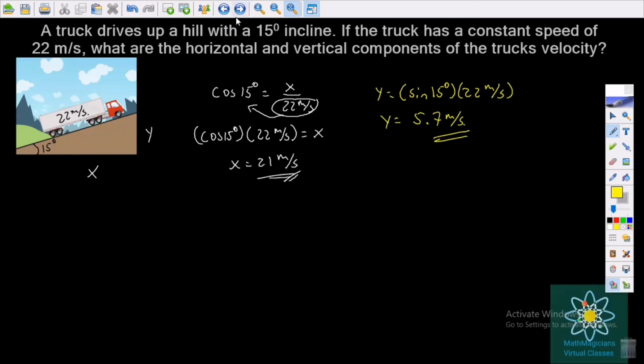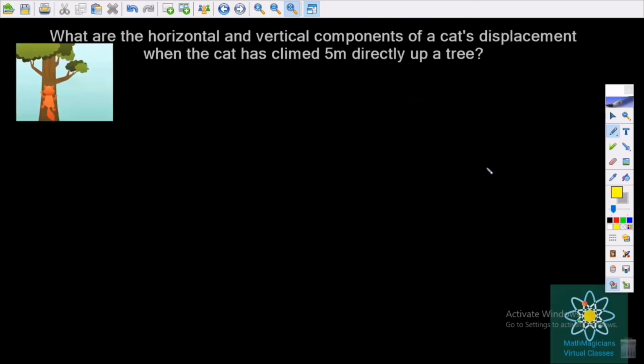Let's continue with the next type of exercise. It says, what are the horizontal and vertical components of a cat's displacement when the cat has climbed 5 meters directly up a tree? So the cat is moving 5 meters directly up a tree. That means that your triangle has to be formed this way. And as you can see, you don't have any x component because the cat is not moving horizontally, just vertically.